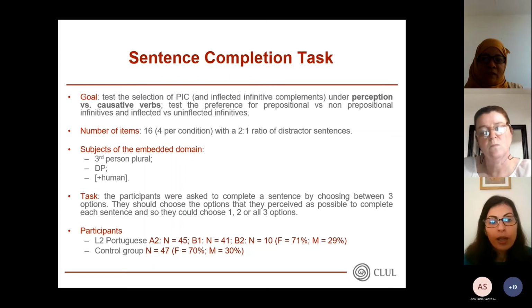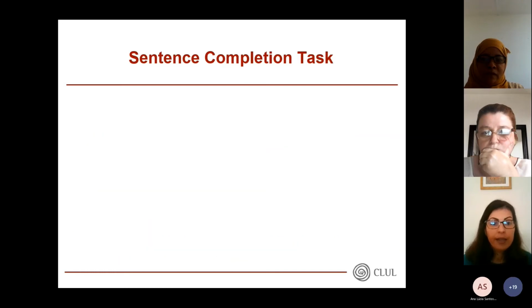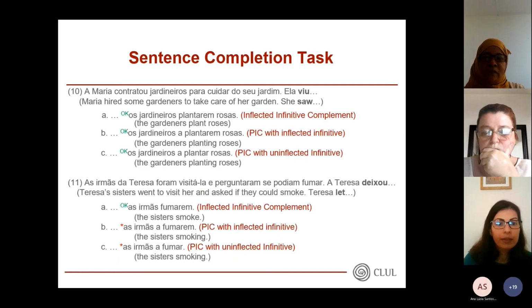So we had 16 test items. Sorry, there's a mistake here. There were 8 per condition. There were 2 conditions. The subjects were third person plural, DPs, and human. And here the participants were asked to complete a sentence by choosing between 3 options. And they were informed that they could choose the options that they perceived as possible to complete each sentence. So they could choose 1, 2, or all 3 options. And here we have an example.